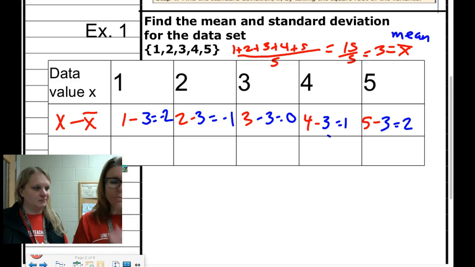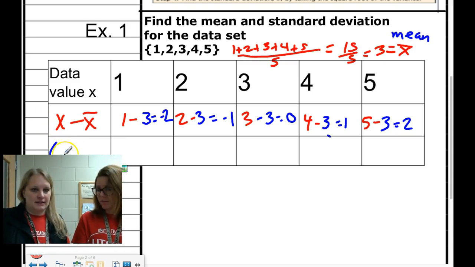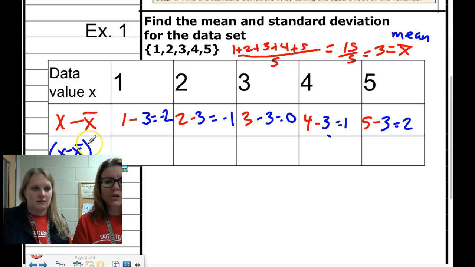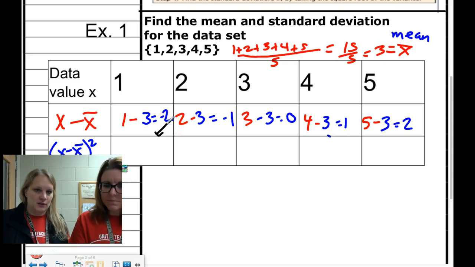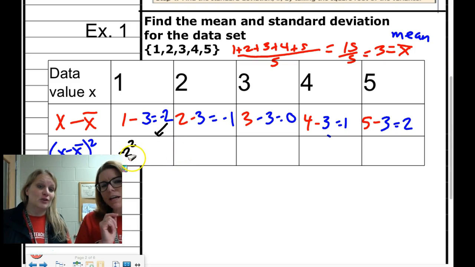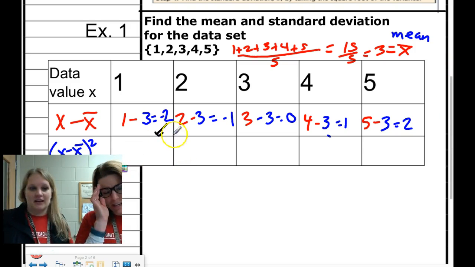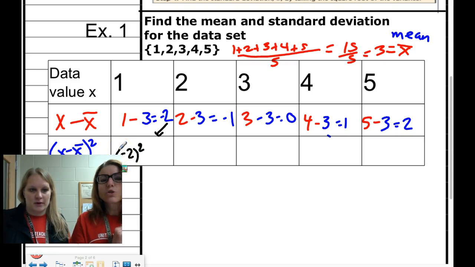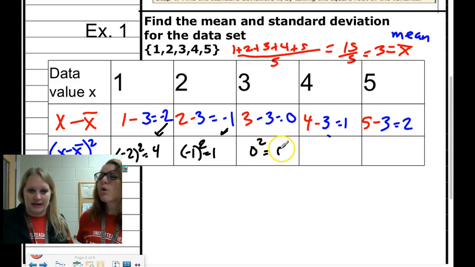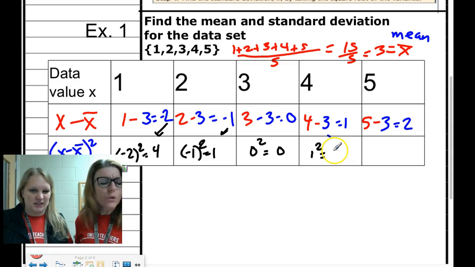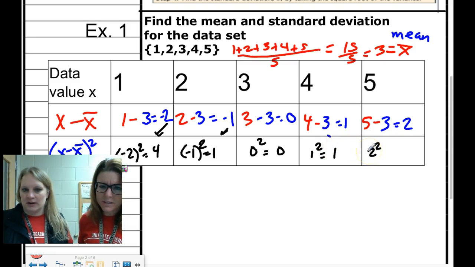Now, in the next open space, write X minus the mean, squared. I'm just going to take each answer and square it. So negative 2 squared; be very careful to put parentheses, because if you don't, on some calculators it will give a wrong answer. Negative 2 squared is 4. Negative 1 squared is 1. 0 squared is 0. 1 squared is 1, with no parentheses needed because there's no negative. 2 squared is 4.